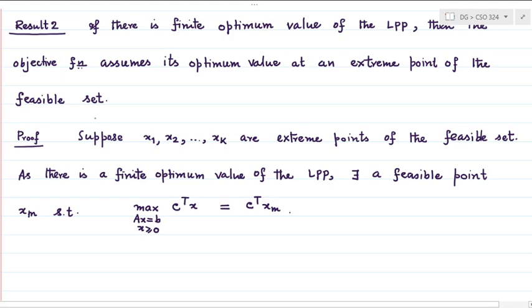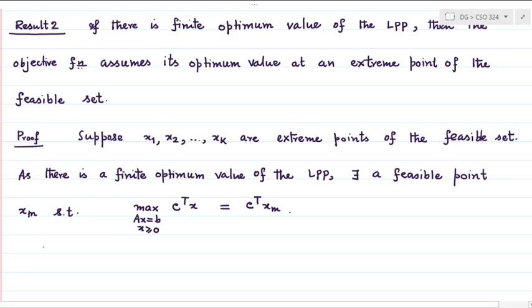And to prove this, here you have two possibilities. xm is either an extreme point or not an extreme point. So we break into two parts now. If xm is an extreme point, then you are done. That is what you wanted to prove, that there exists an extreme point at which the function gets the maximum value. And if xm is not an extreme point of the feasible set, then we have to proceed with some analytic steps.